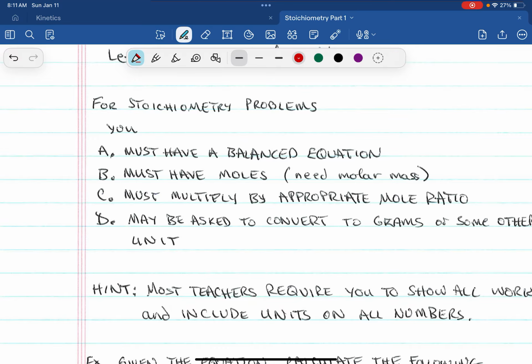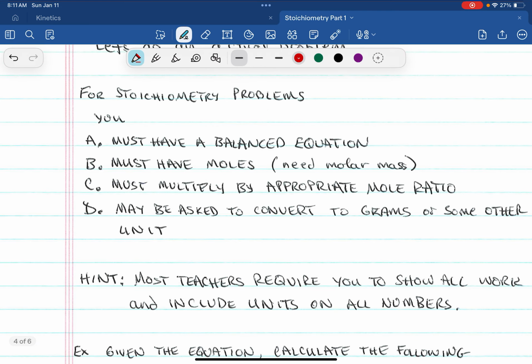B, you must have moles, right? And to get moles, you might need the molar mass. I'm hoping you already know how to do molar mass. My students learn molar mass on the first or second day of school, definitely in the first week. That's when we started, because it's so important.